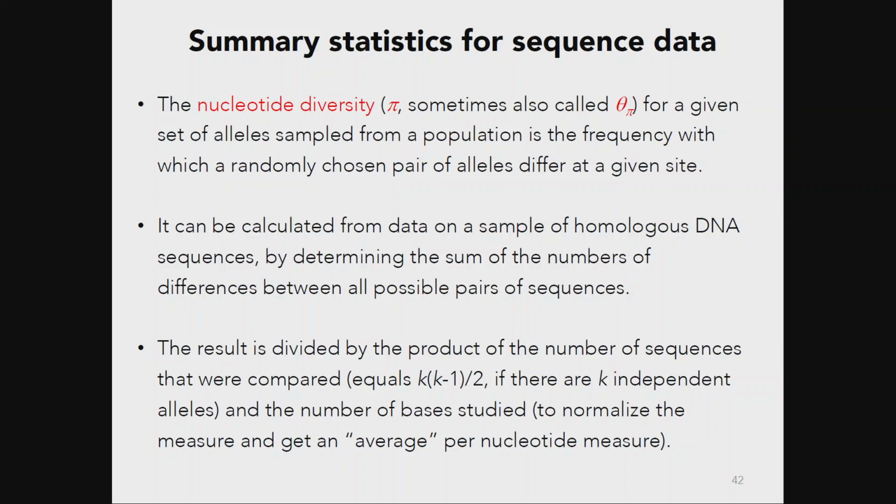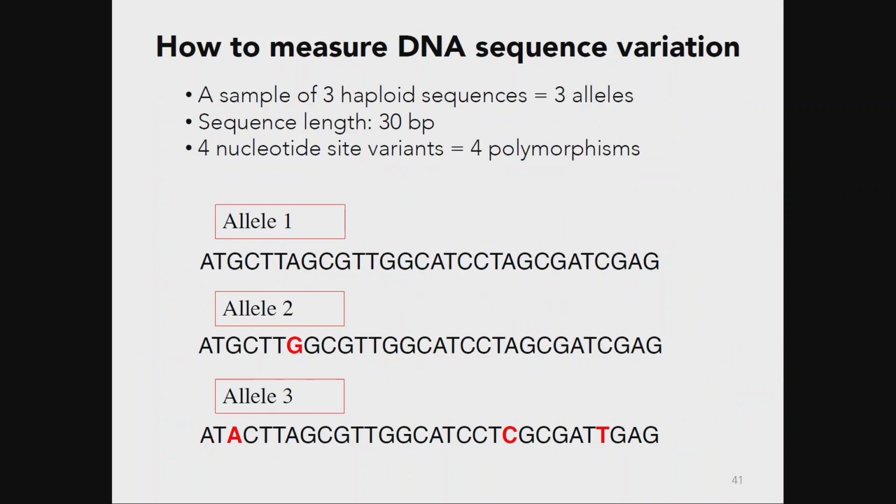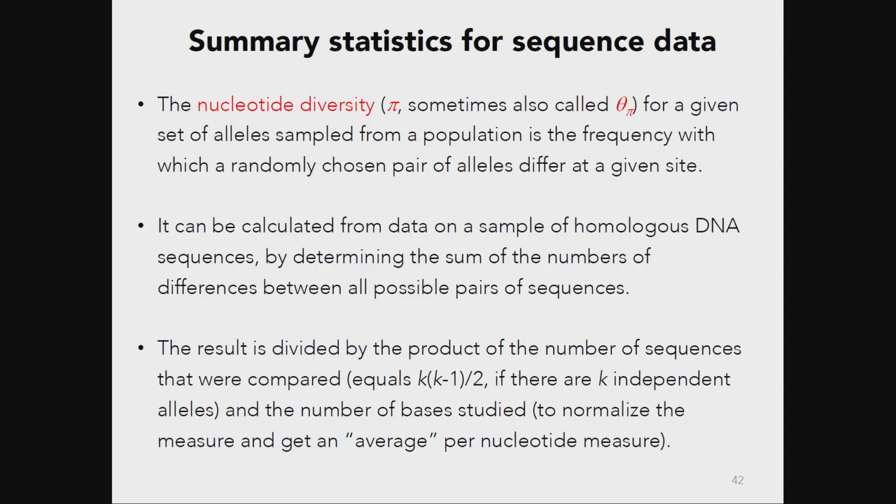And then I need to divide that by the number of possible unique combinations that I've compared, and also the length of the sequence. In our example, the length of the sequence is 30 nucleotides. So this is just in words how we're going to do that. And what we need to do, as I've just said, is to divide this sum of the number of differences by the product of the number of sequences that were compared. So how many pairwise comparisons can we make? And so now maybe I'm going to go to the blackboard to illustrate this.